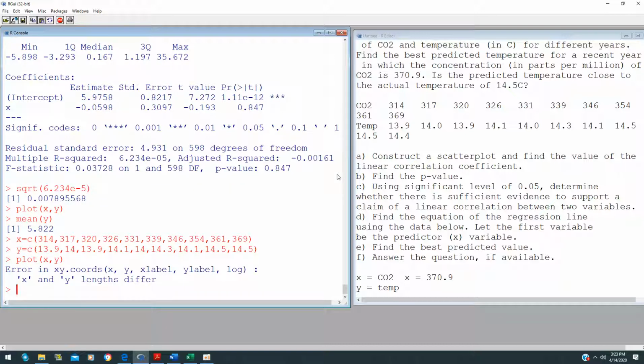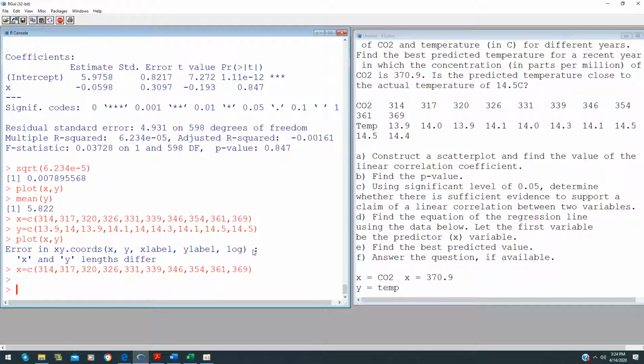So this is an error message that you may receive. If you receive this error message saying that your x and y lengths differ, what does that mean? It means that you did not enter your data correctly. There should be 2, 4, 6, 8, 10 data points on your x, and if you count the y, there are only 9 of them. So actually you missed one of the numbers here. I purposely did that so you know what's going on in this case. Your x is correct, but for your y, I forgot to put in the last number, 14.4.